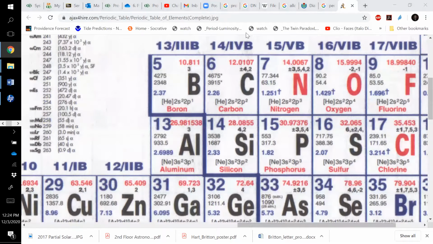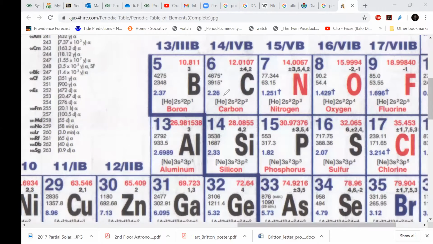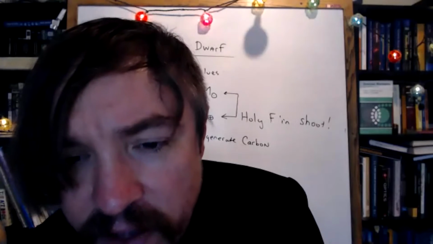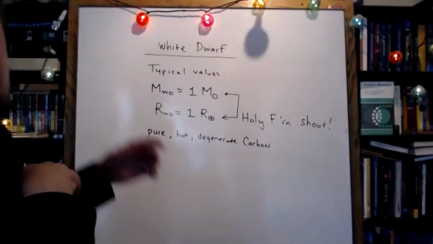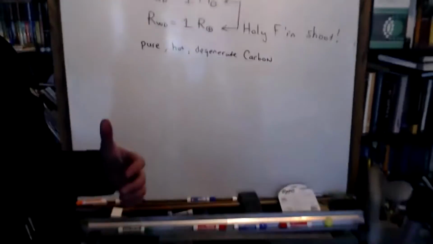According to this periodic table, at standard temperature and pressure, the density of carbon, whether it is diamond or whether it is graphite, is 2.3 grams per cubic centimeter. Here's what I want you guys to do with me today. Remember I said I wanted to do some math? Let us calculate the density of a white dwarf.